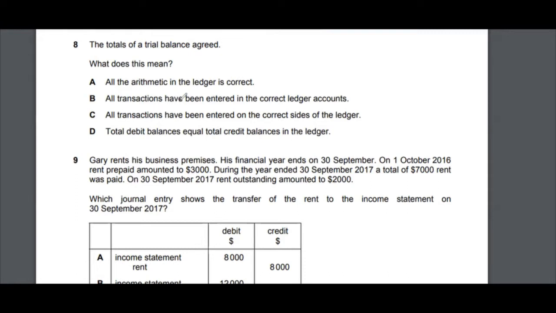Multiple choice option B: all transactions have been entered in correct ledgers. Again, that's not necessarily true. Let's look at what would be the best. So total debit equals total credit. That's what it is about. So the correct answer to multiple choice 8 is option D.